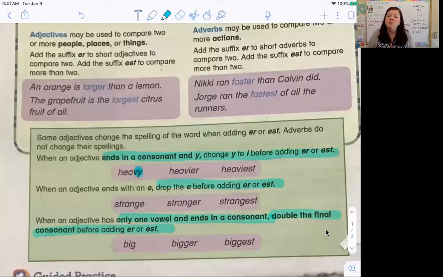You heard me use the word big to compare one bowl to another. This is bigger than this bowl. B-I-G-G-E-R. The G needed to be doubled before I added the ER at the end. And then we have the biggest bowl of them all. B-I-G-G-E-S-T. And don't forget, be on the lookout for the word the that comes before words that end with EST. That's a little trick that I've learned.